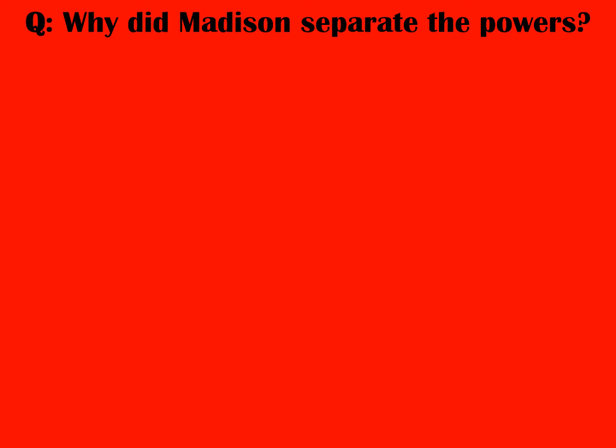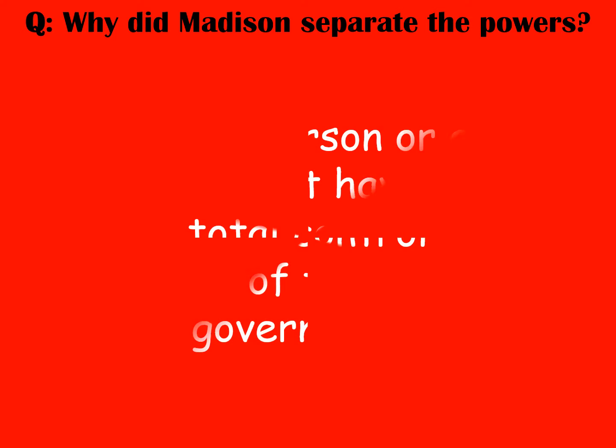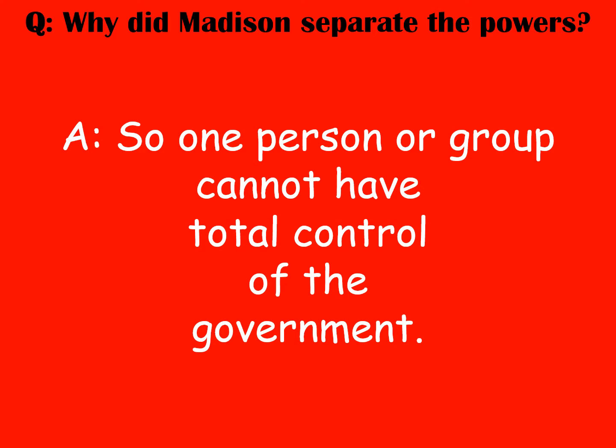Now, why did Madison separate the powers? Come on. Why do you think he separated them? And when we're talking about Madison, we're talking about James Madison, because he's a primary writer of what document? The Constitution. So why do you think he wanted to separate the powers? Well, so no one person or group can have total control of the government. It's to protect us, guys.